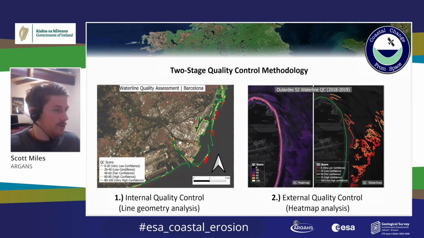We can also use a heat map approach or a density map to compare the waterlines against each other. So if we have a lot of waterlines in a very similar area, it's likely that this is a true representation of the waterline, and anything further away out to sea, for example, is given a very low QC score.